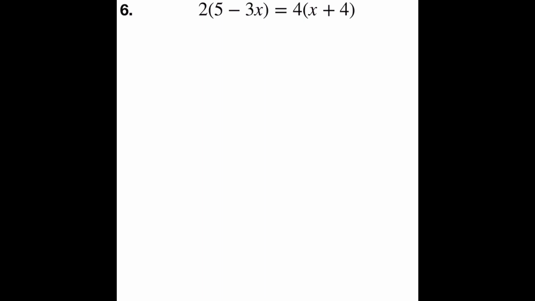Problem number 6 says 2 times (5 minus 3x) equals 4 times (x plus 4). So I'm going to follow my 4-step plan. Step 1, eliminate fractions, is done because there's no fractions in the problem.